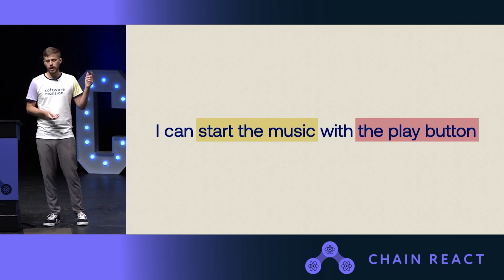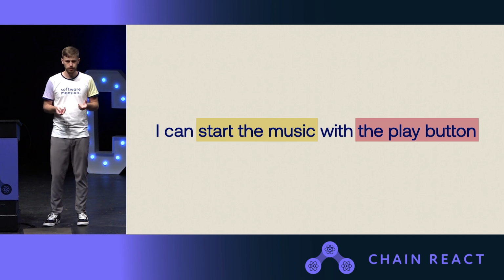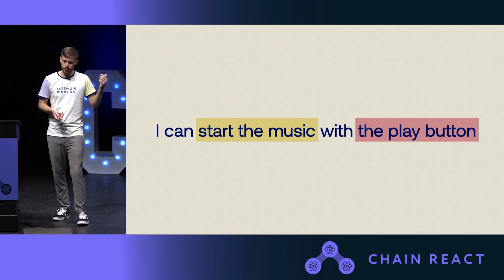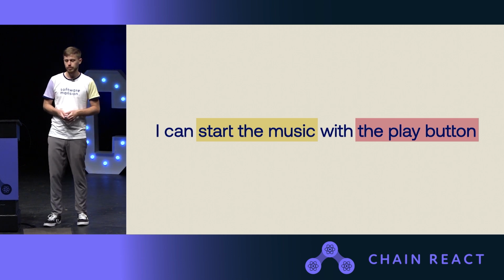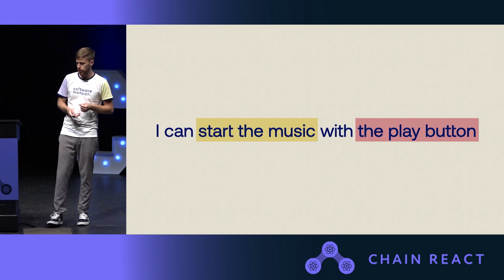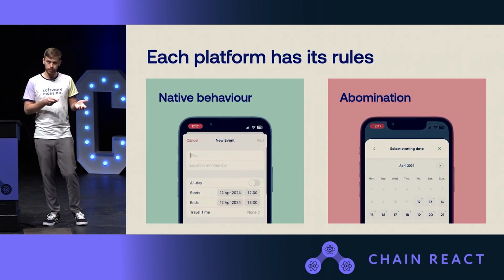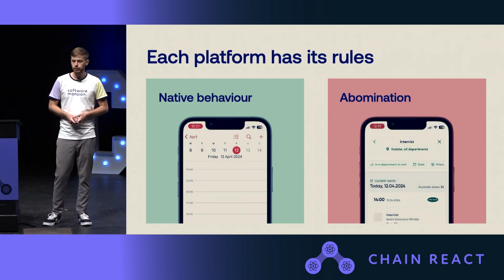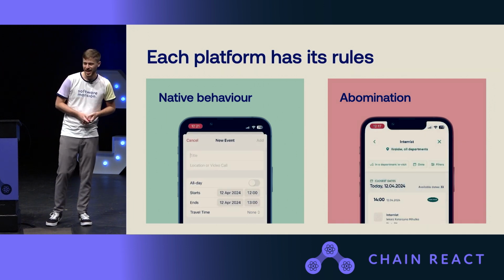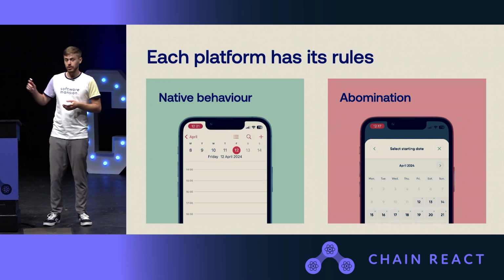So here I can start the music with the play button, where the noun of this sentence is the trigger. The verb is, well, the rule, right? So if the sentence is getting long, you should split it into smaller interactions. We are cross-platform developers in React Native. And yeah, we build for both iOS, Android, and other platforms.